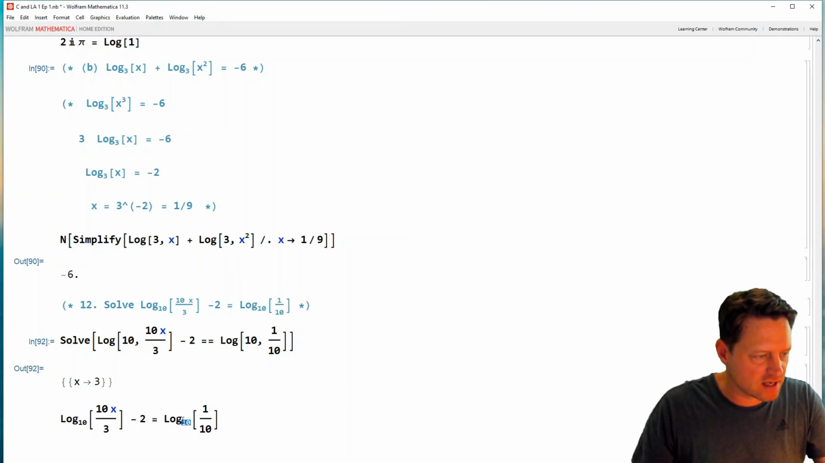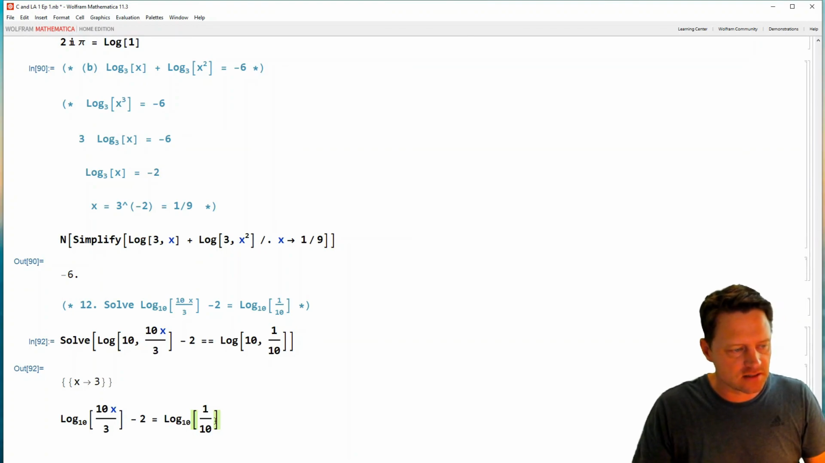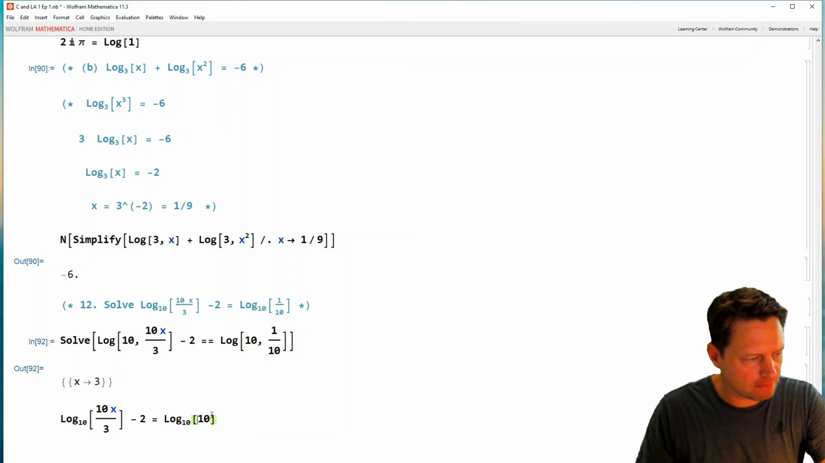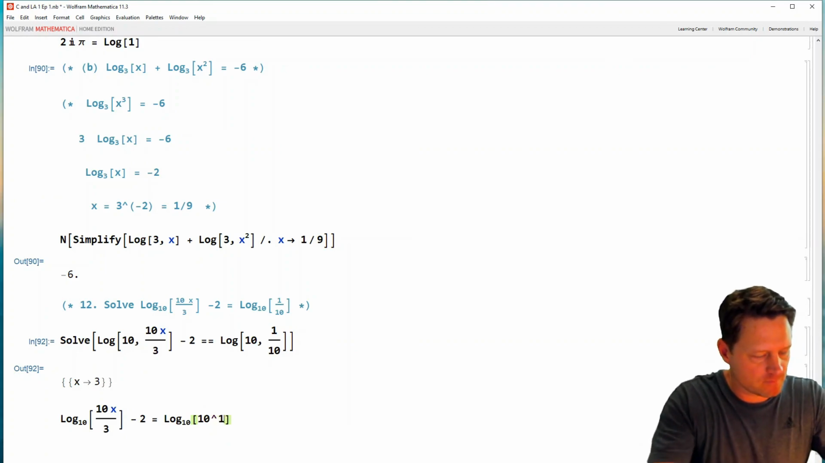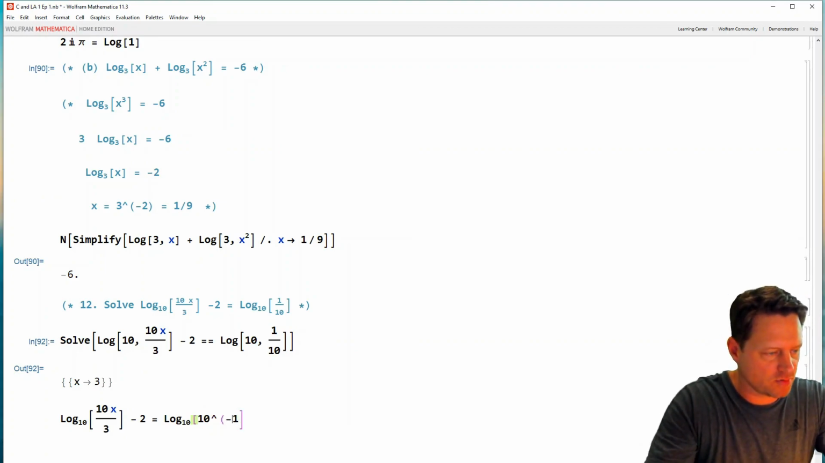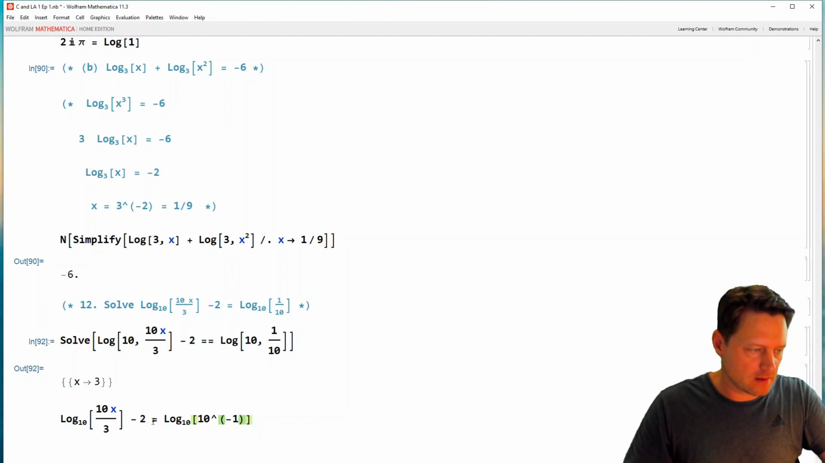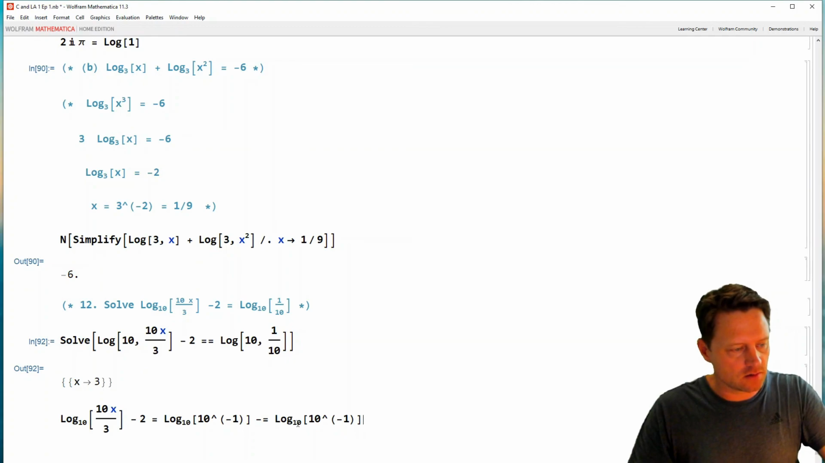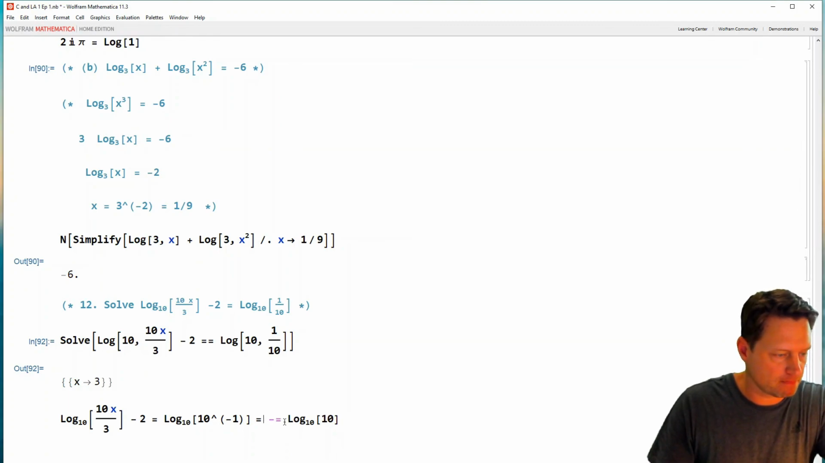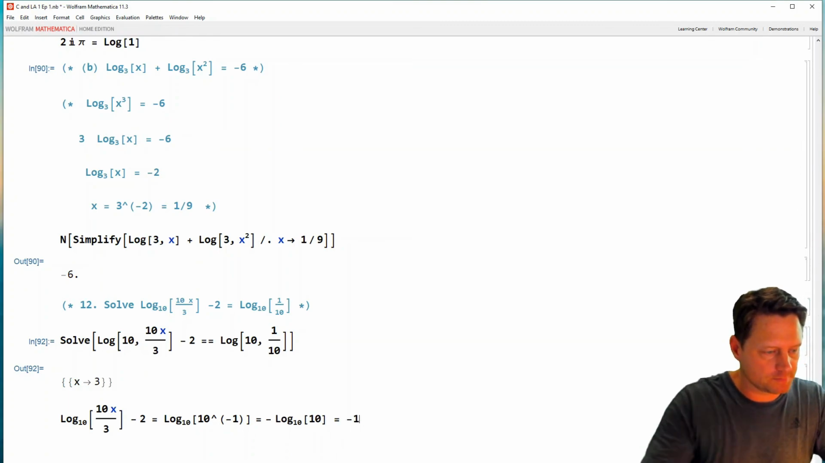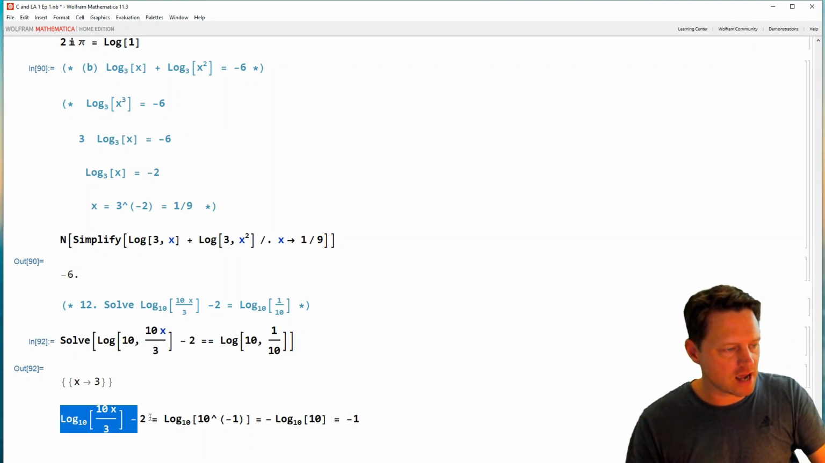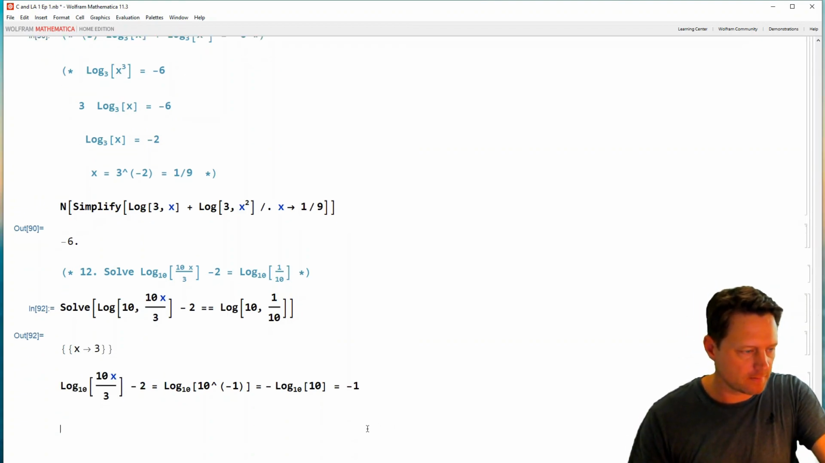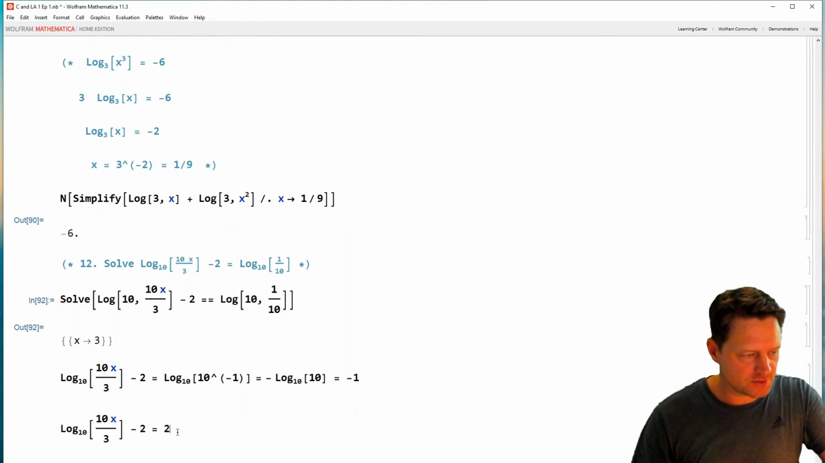So log to base 10 of 1/10. I want to view this as 10 to the power minus 1. Okay, and then I want to pull that -1 down using the log rule. So this is minus log to base 10 of 10, which is -1. Okay, and then I want to add 2 to both sides of that expression. So 2 minus 1 on the right-hand side, but this logarithm on the left-hand side. So 2 minus 1 is 1.